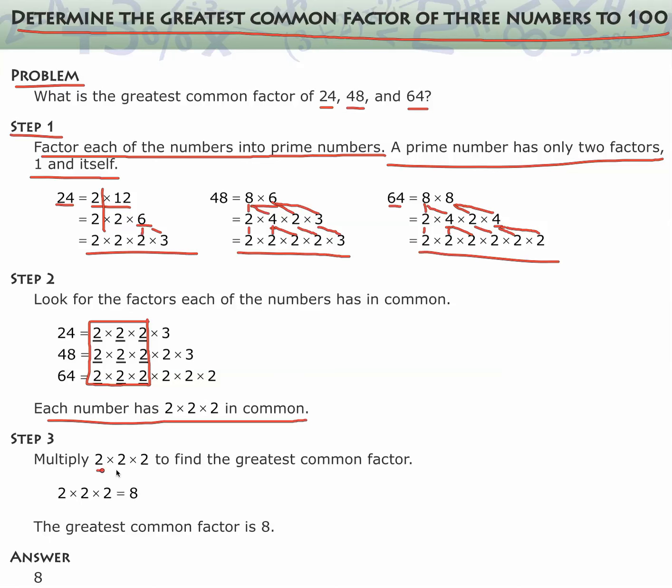So now we multiply 2 times 2 times 2 to find the greatest common factor. And 2 times 2 times 2 equals 8. The greatest common factor is 8.